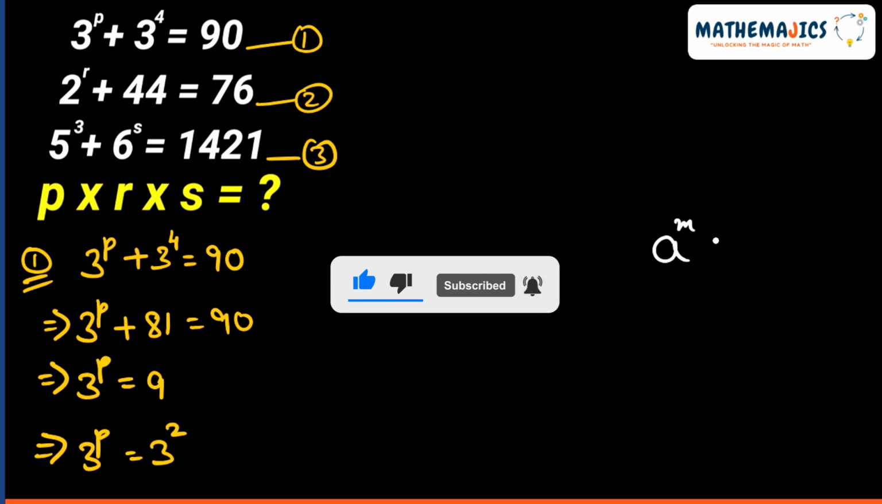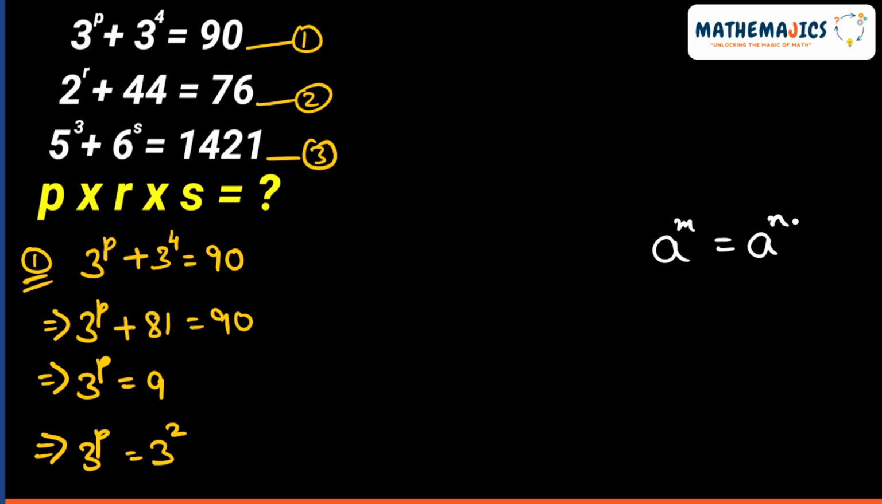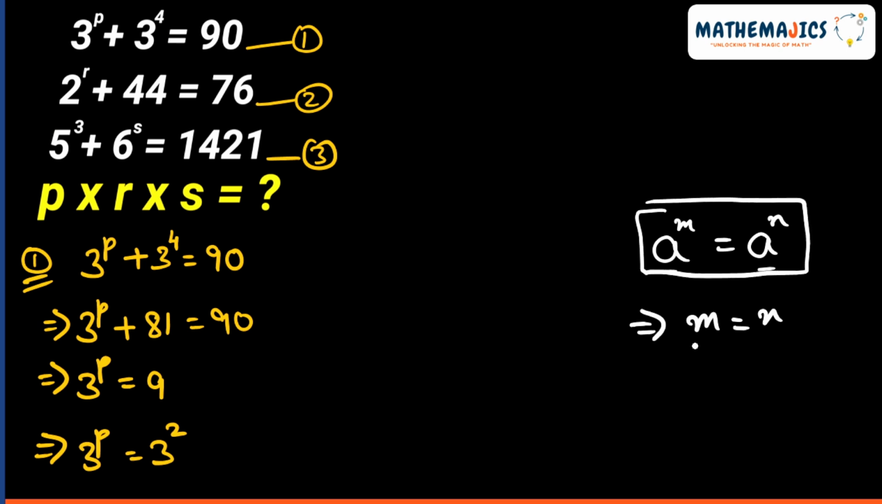Now we will be using one exponent rule which says that whenever we have a raised to power m is equal to a raised to power n, that means when the bases are the same and the terms are the same, it means that powers will be equal to each other. Whenever we have such a condition, the powers are equal to each other. So in this case, we will be having P equals to 2.